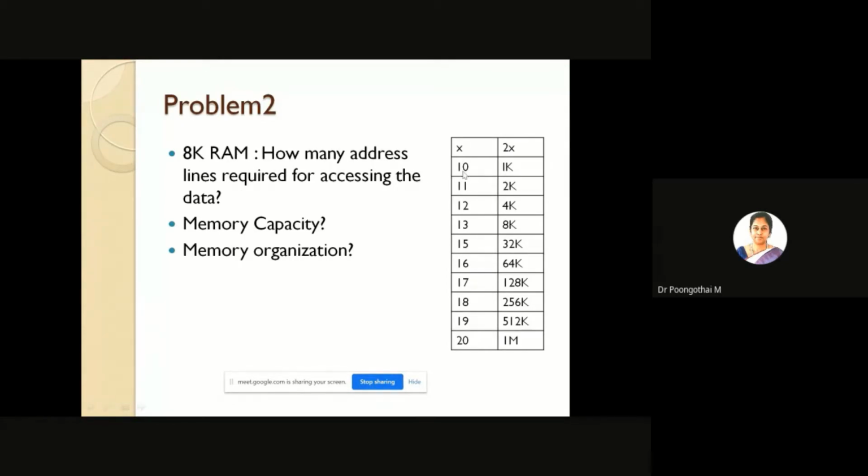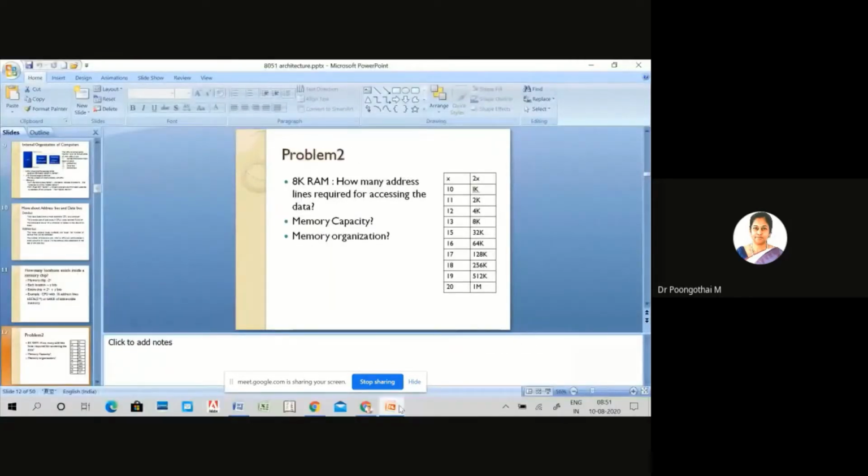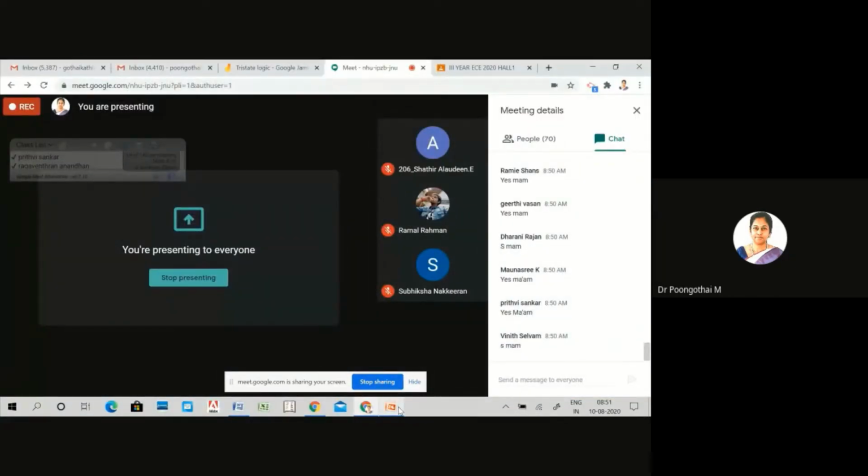For example, if the number of address pins is 10, it is capable of addressing 1 kilobyte of memory locations. 2 power 11 means 2 kilobytes of addressable memory, and so on up to 2 power 20, which is capable of addressing 1 megabyte of addressable memory. So find out memory capacity and memory organization. For 8K RAM, how many address lines are required?